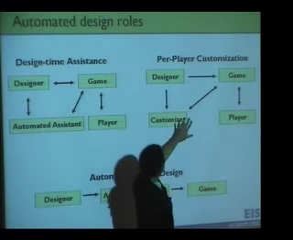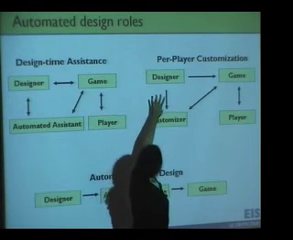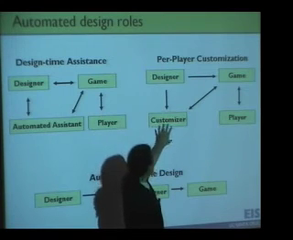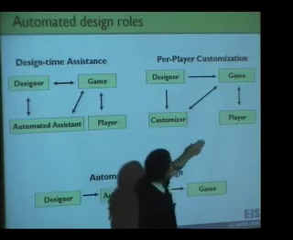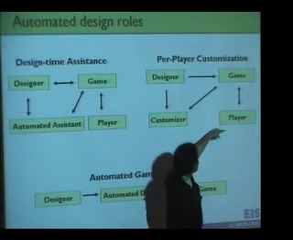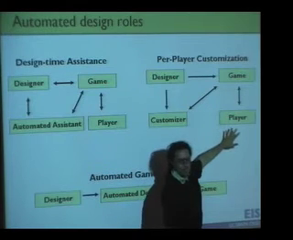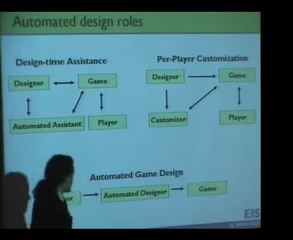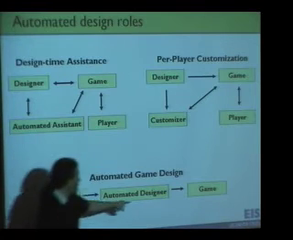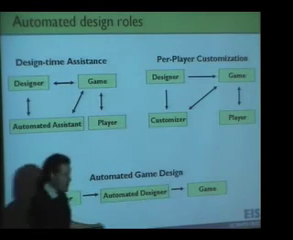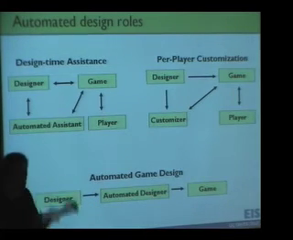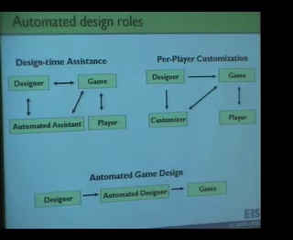The per player customization model basically has the designer engage in meta design, right? Putting some knowledge and biases into a customizer. And then at playtime, the customizer is customizing the game to the player, right? And then finally, you can imagine games like for news game generation, where there isn't online customization of the game to the player. There's just complete automated generation of the game as a function of some external signal like news stories.